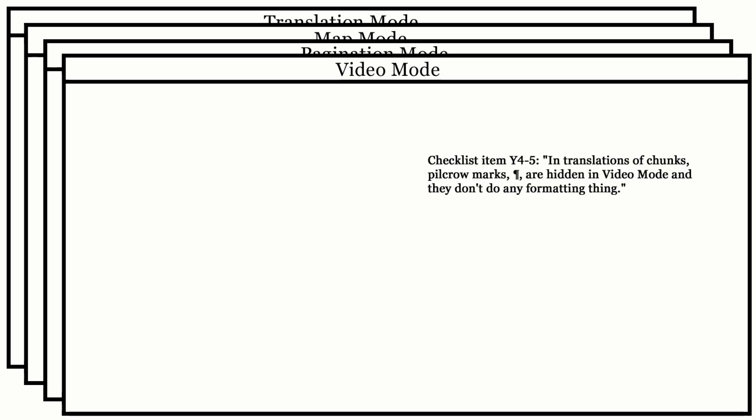Checklist item 4-5, in the translations of chunks, pilcrow marks are hidden in video mode and they don't do any formatting thing, same as in pagination mode, since the pilcrow marks only apply to paragraph form, which only appears in translation mode. Checklist item 4-2, the video resolution is 1920 by 1080 pixels, and the frame rate is 30 frames per second. That's hard-coded and cannot be adjusted by the user, like the paper size in pagination mode.